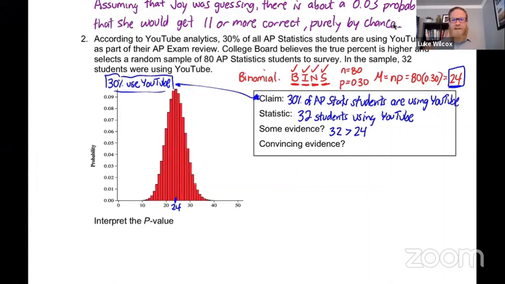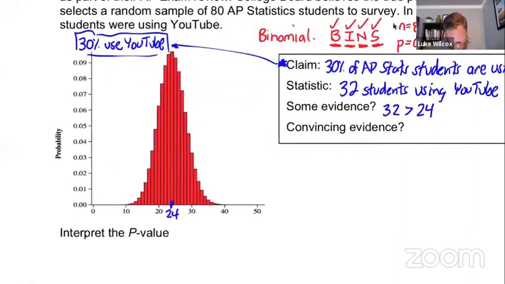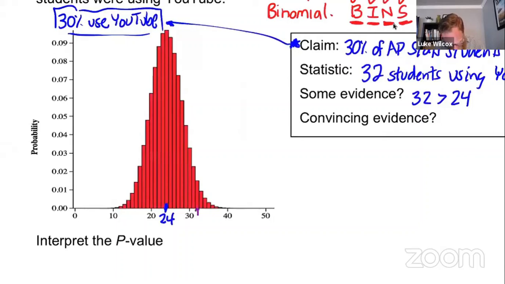Now, the next thing we need to identify is where our statistic is in this distribution. And it's 32, so I'm going to look here, and I see 32 is right about here. That is the statistic that the College Board got when they took their sample of 80 students. So in order to calculate the p-value, we want to know how likely is it that we would get that observed result or farther from what's expected purely by chance. So not only do we want 32, but we want 33 and 34 and 35 and 36 and all the way up, right? This right here is going to give us our p-value.